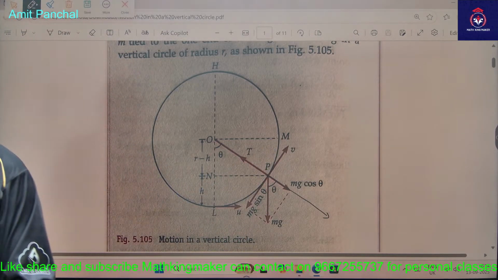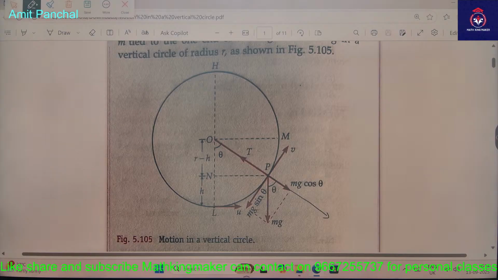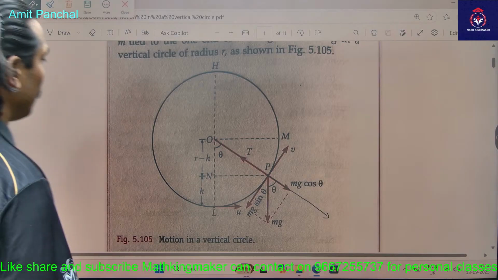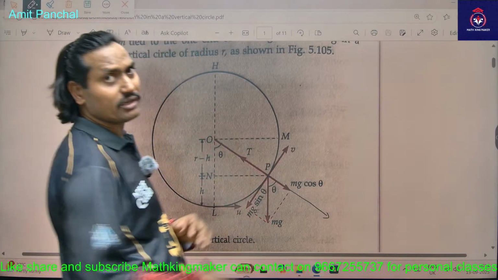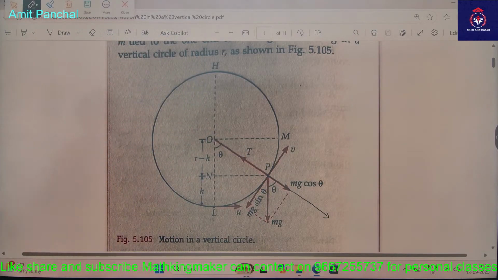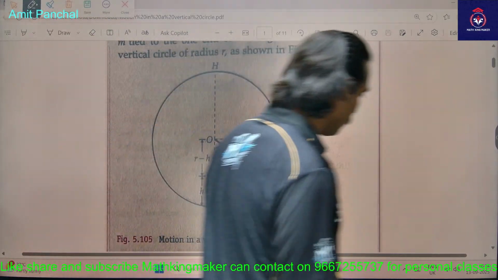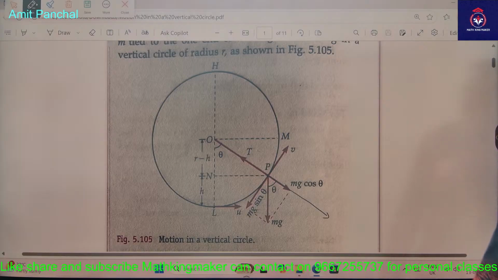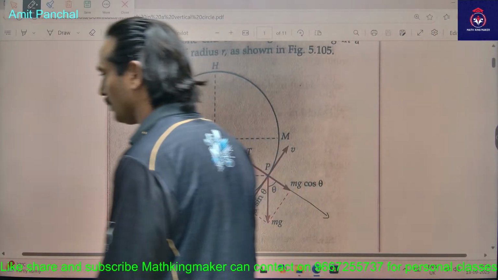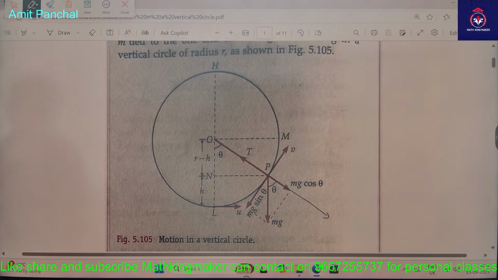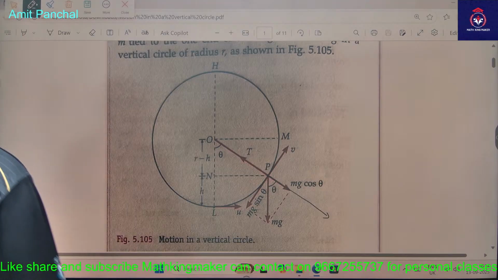What is another force? T and mg cos theta will balance each other, but because of their imbalance, there will be another force. Which force? First of all, we'll try to find its velocity at this point. How can we find the velocity at this point? We'll use the law of conservation of energy.